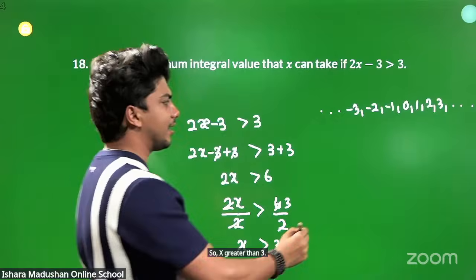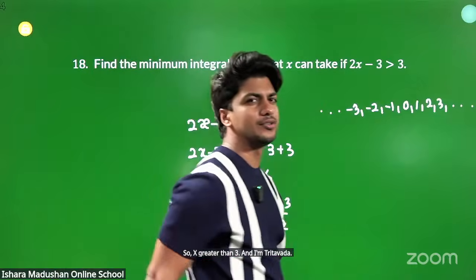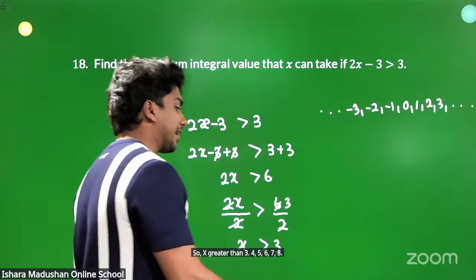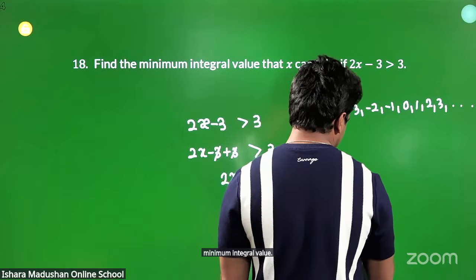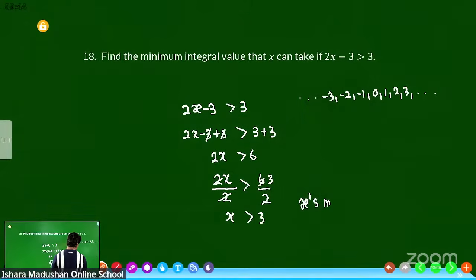So what integers are greater than 3, Putha? 4, 5, 6, 7, 8. So what is the minimum integral value x can have? The minimum integral value should be 4.